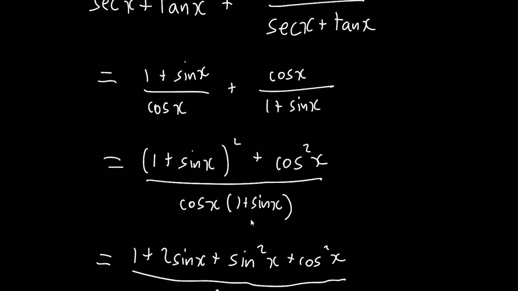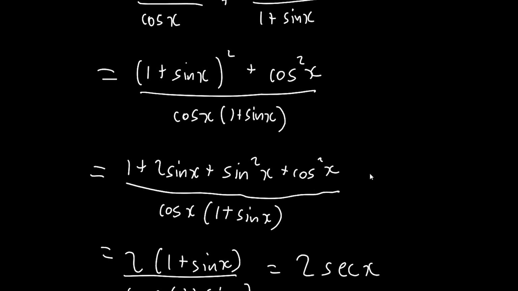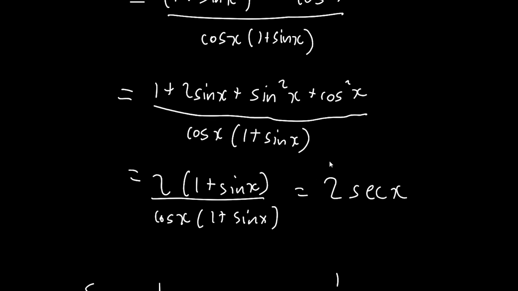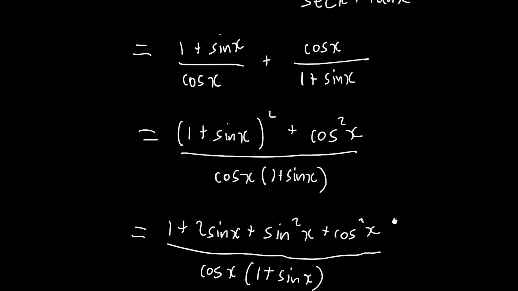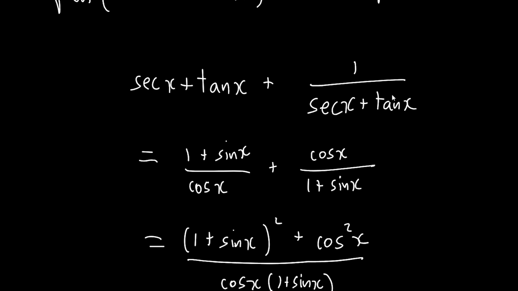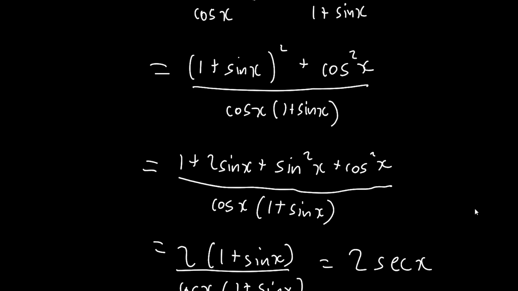And then put this into one fraction. We have 1 plus 2 sin x plus sin squared x plus cos squared x over cos x times 1 plus sin x. And then we can get 2 lots of 1 plus sin x on the top. And then that cancels with the denominator. So we just get 2 sec x as the result of sec x plus tan x plus 1 over sec x plus tan x, which is very handy.